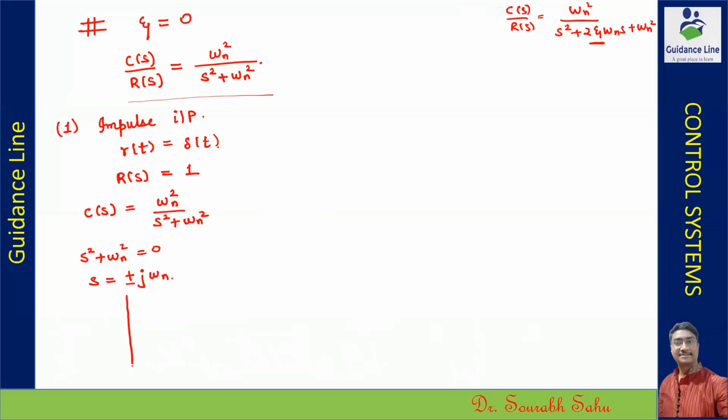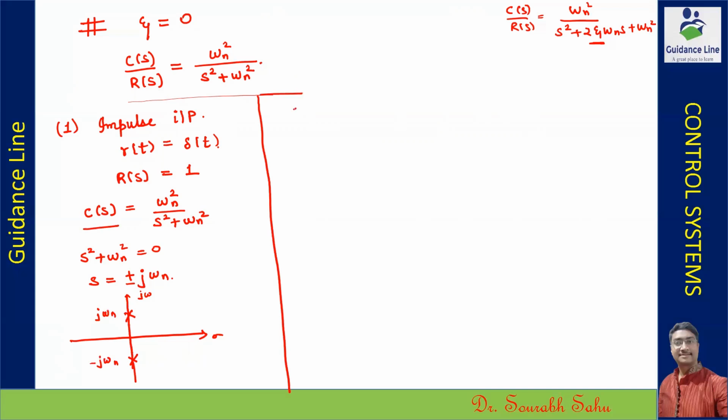So if I try to plot this particular thing, we have sigma and j omega axes. We have a location of poles which is something like this. Okay, so this represents positive j omega n and its complex conjugate, which is minus j omega n over here. So we have a location of poles which is something like this. And if I want to analyze in the time domain, I have to convert this particular thing into the time domain.